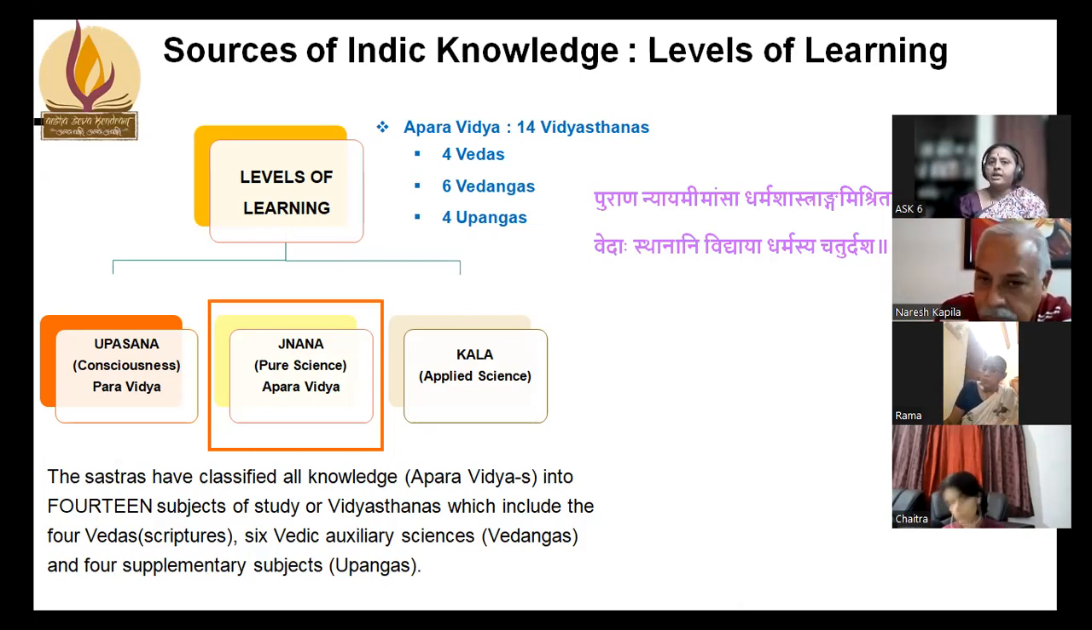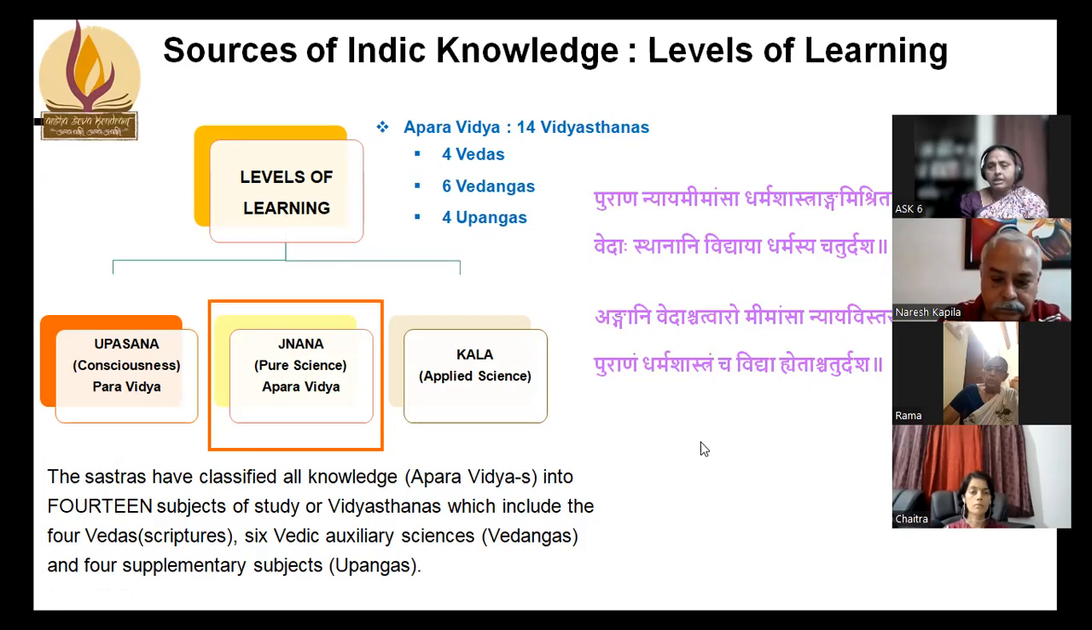He says, Purana Nyaya Mimamsa Dharma Shastranga Mishritaha Vedaha Sthanani Vidyayaha Dharmasya Chaturdasha. So he says Purana, Nyaya, Mimamsa, Dharma Shastra, then Anga Mishritaha. So there are Angas to Veda. These are the Vidyasthanas, the Dharmasya Chaturdasha Vidyasthanas.